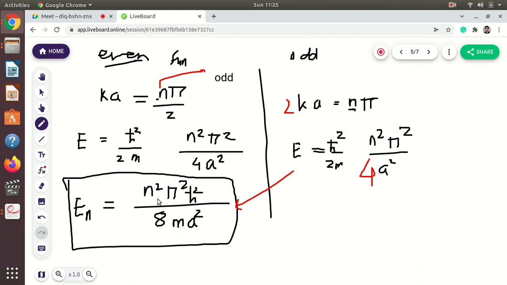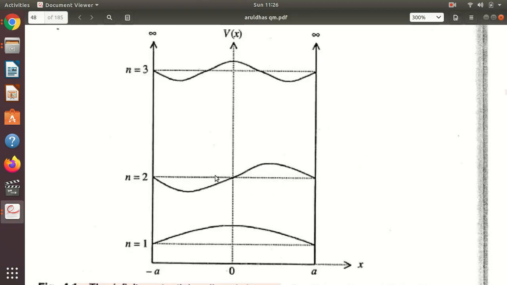Energy is related to n square. All other terms are constant. So in the diagram you can also see, if this is 1 unit, then this is 4 units because of 2 square, then this is 9 units, 3 square. So if this is 1, this is 4, 9, 16, and so on. So the energy gap is going to increase. This is the unique feature of the square well.